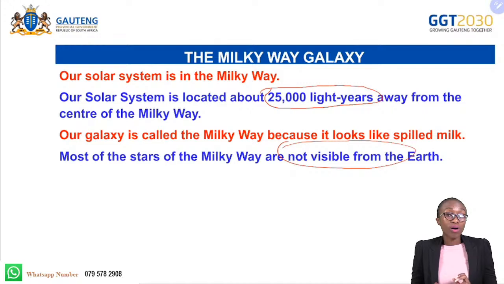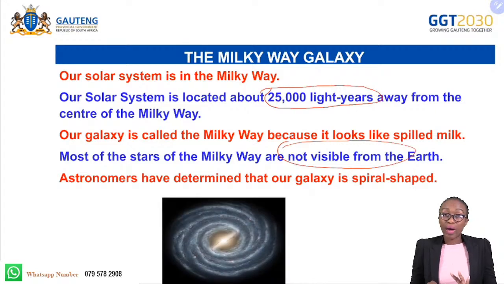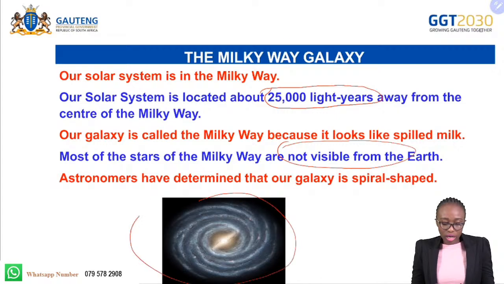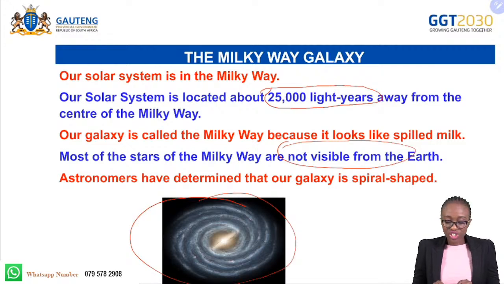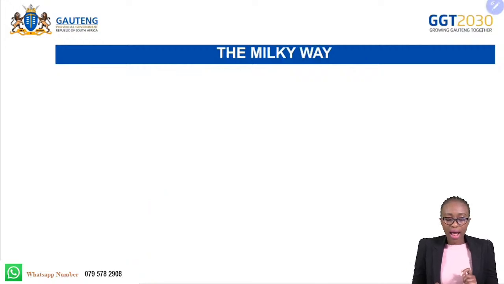They are so far, far away, but them being far, far away does not mean that they do not exist. So astronomers have determined that our galaxy has a spiral shape. This picture that I'm showing you is the shape of our Milky Way galaxy. It looks like spilled milk, so that's why it's called the Milky Way. The spiral shape. That is the shape of our galaxy.